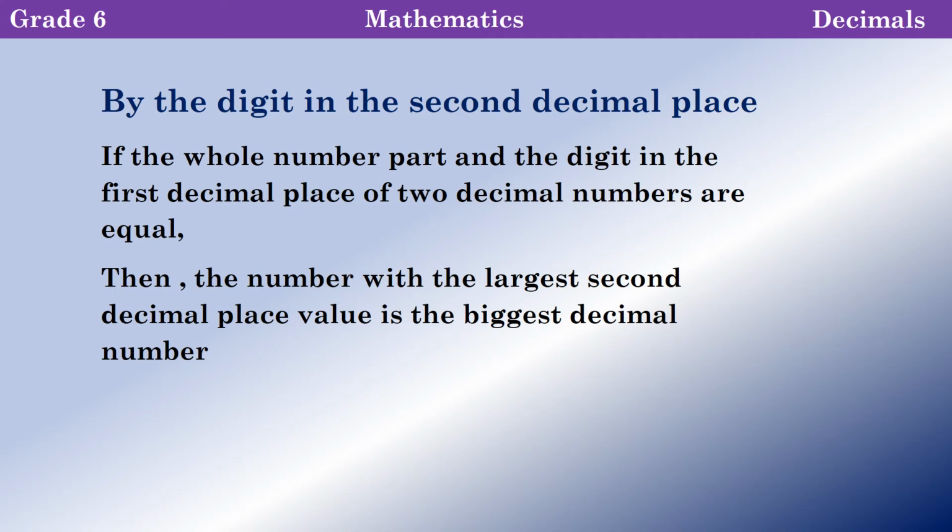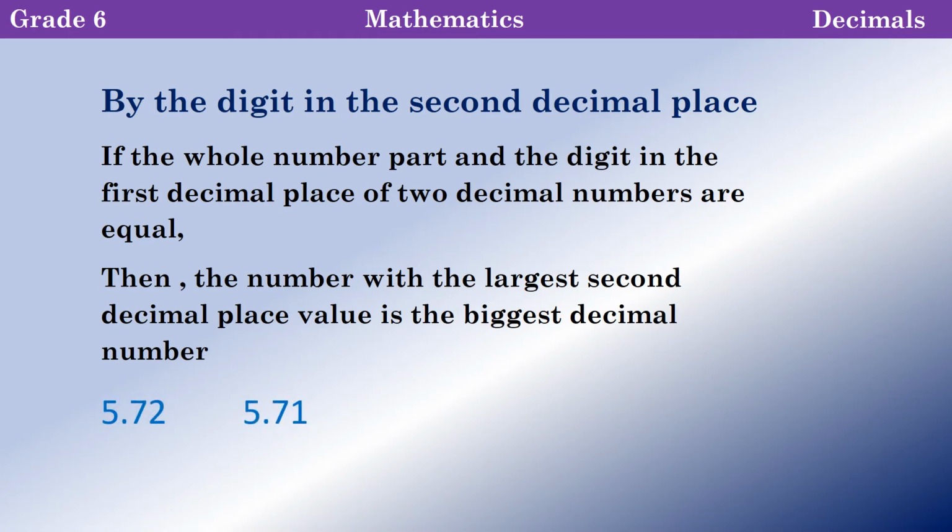Now let's see how to compare two decimal numbers by the digit in the second decimal place. We compare the second decimal place only if the whole number part and also the digit in the first decimal place of two decimal numbers are equal. Then the number with the largest second decimal place value is the biggest decimal number.